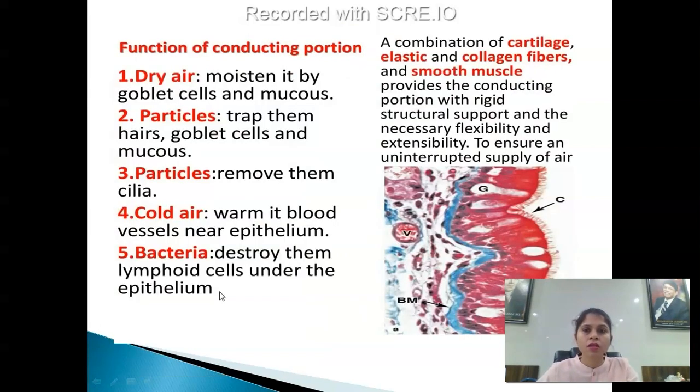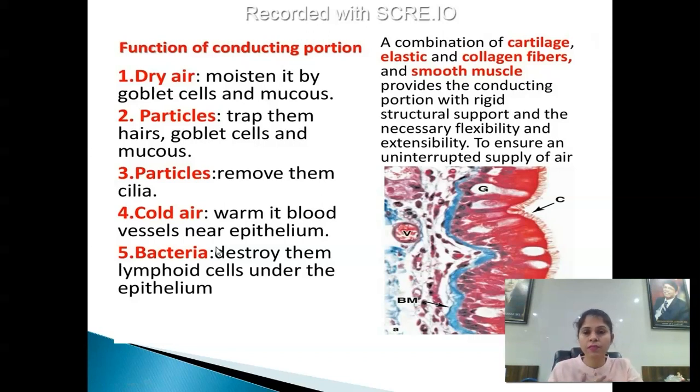So you know that we are talking about the conducting system. The conducting system has the function to moisten the air, as I have already told you: I cannot breathe cold air, I cannot breathe warm air, so I have to moisten the air. I have to trap whatever particles have entered, and remove the waste or entrapped particles. I have to warm it with the blood vessels near the epithelium, so that by the time it reaches my alveoli the temperature is optimum for my whole lung system.